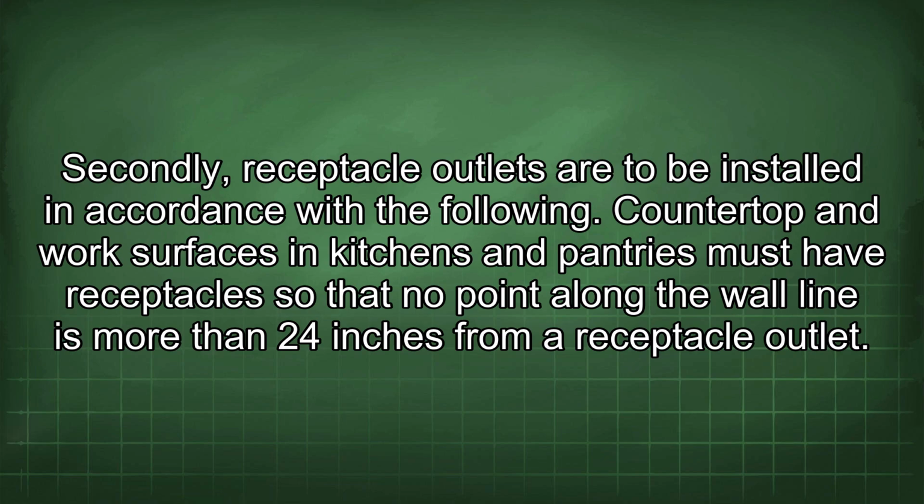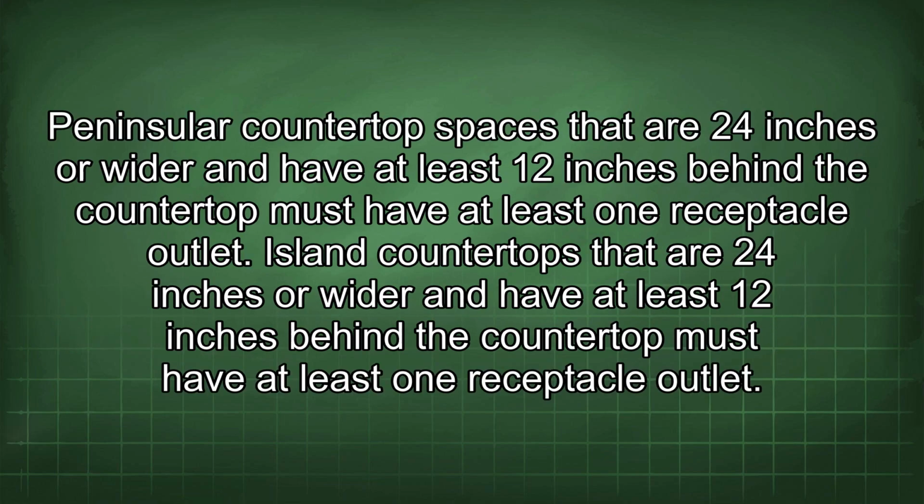Secondly, receptacle outlets are to be installed in accordance with the following. Countertop and work surfaces in kitchens and pantries must have receptacles so that no point along the wall line is more than 24 inches from a receptacle outlet. Peninsular countertop spaces that are 24 inches or wider and have at least 12 inches behind the countertop must have at least one receptacle outlet. Island countertops that are 24 inches or wider and have at least 12 inches behind the countertop must have at least one receptacle outlet.